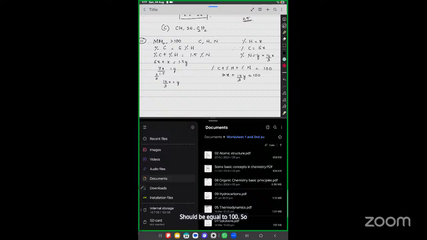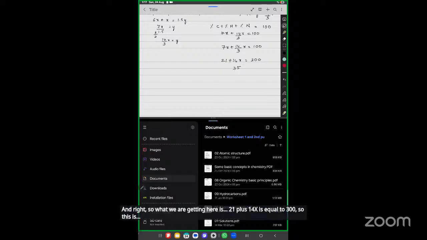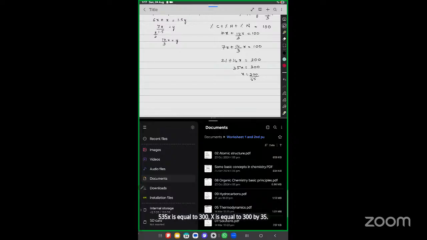So can you find X in this case? We express it in terms of X: 7X plus 14 by 3 X is equal to 100. So we get 21X plus 14X is equal to 300, so 35X is equal to 300. X is equal to 300 by 35, which gives 60 by 7. Let this 60 by 7 be as such.